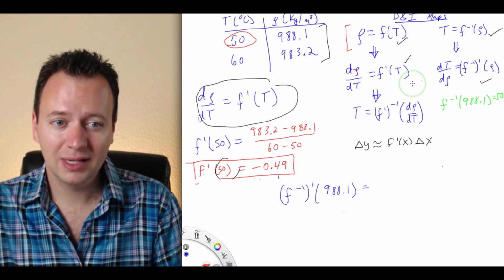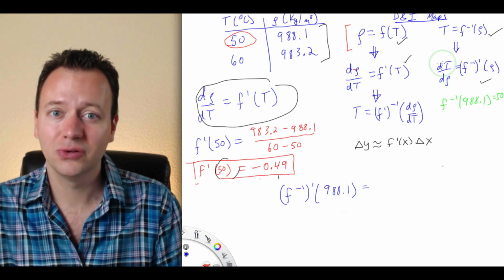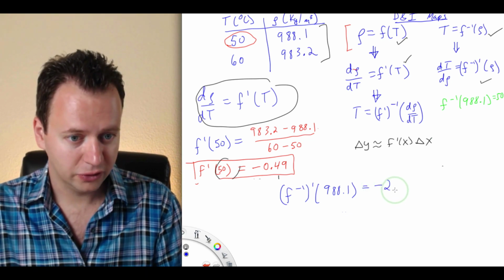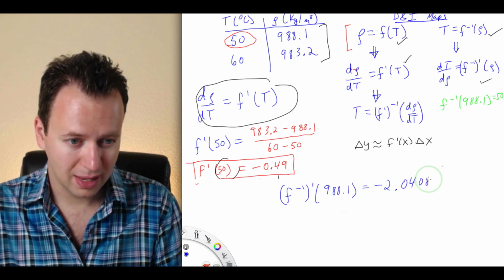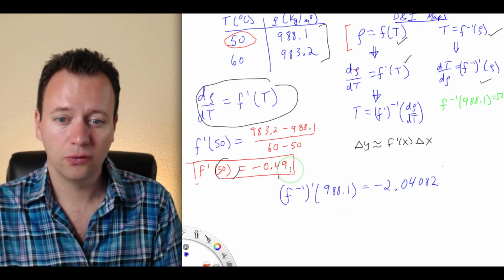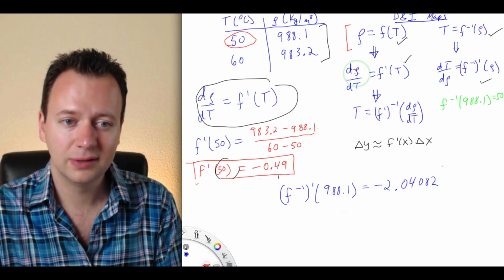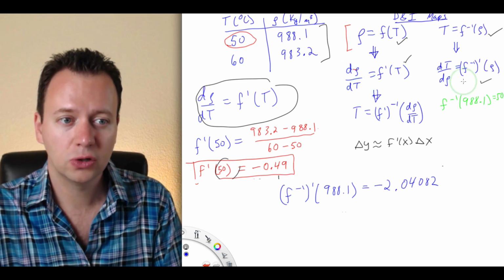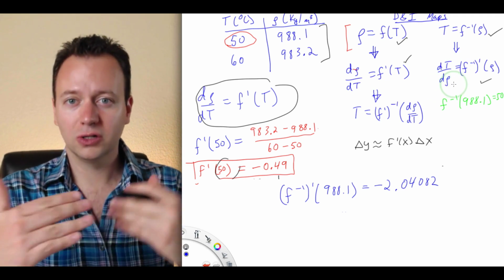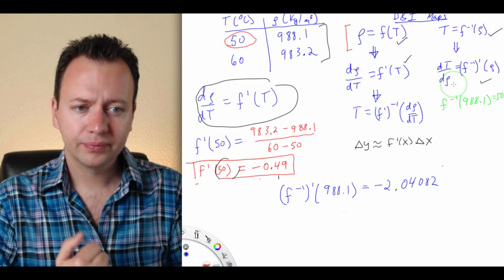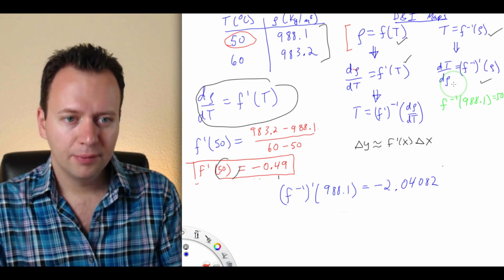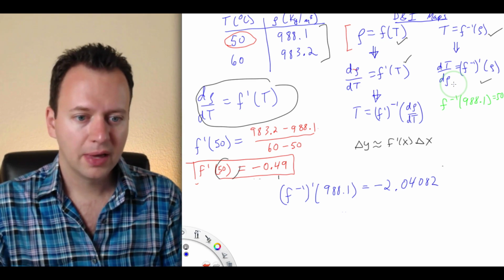So instead of using delta rho over delta t, I use delta t over delta rho. And that results in just the inverse, so minus 2.04082. So this is approximately 1 over negative 0.49, right? Because this one is a change in density divided by change in temperature, this one's change in temperature divided by change in density, those two are just the reciprocals of each other. And we'll explore that in greater detail in section 3.8. But for now, we can just take the reciprocals.